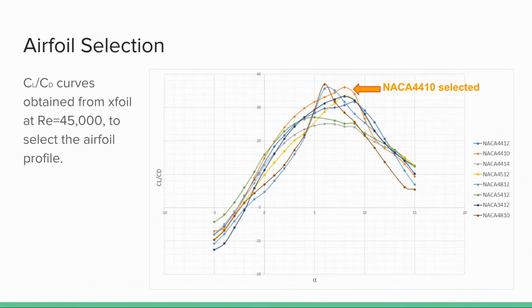Based on our research, a common airfoil profile used for propeller blades is NACA 412, so we used Xfoil to obtain the CL over CD curve versus angle of attack for a selection of airfoils close to NACA 412. From the plot, it is observed that NACA 410 has the best performance and optimal weight, so it was picked for our design.